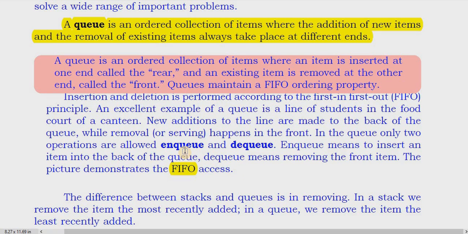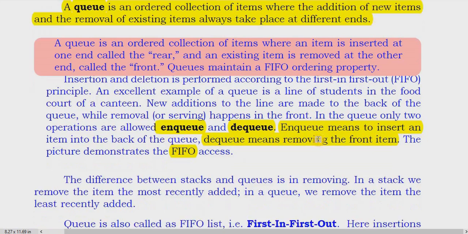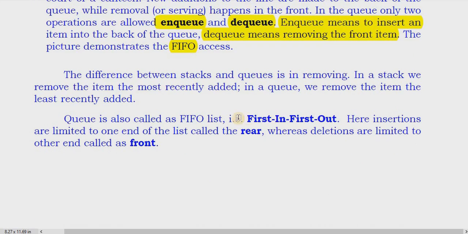Before that, there are some important words in queue. NQ means adding an item to the queue. DQ means removing an item from the queue. So here it is also given: NQ means inserting an item at the back of the queue, and DQ means removing an item from the front of the queue. So it is also called first in, first out.